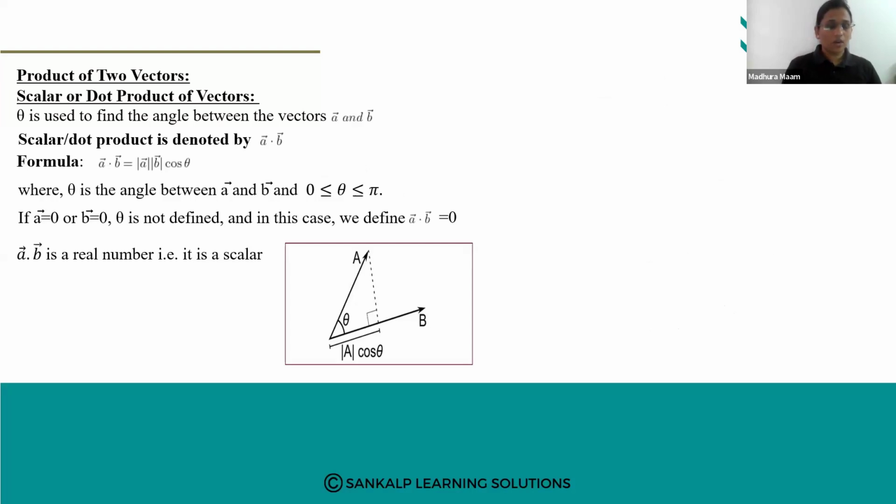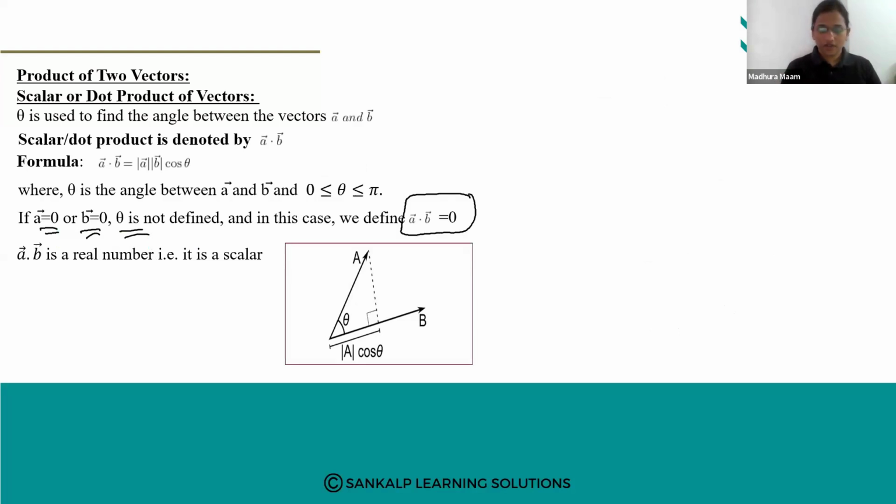Certain results. A dot B is a real number and it is always a scalar. Yes, this much we know. Next, if either A is 0, that is A is a zero vector. A zero vector means it is an empty vector. There is no magnitude, no direction, it is absent. Or B is 0, theta is not defined. In that case, A dot B is 0.